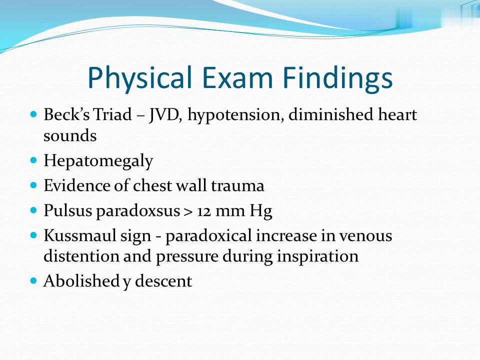Physical exam findings. Beck's triad: JVD, hypotension, diminished heart sounds. Hepatomegaly. Evidence of chest wall trauma. Pulsus paradoxus greater than 12 mm Hg. Kussmaul sign, a paradoxical increase in venous distension and pressure during inspiration. Abolished Y descent.